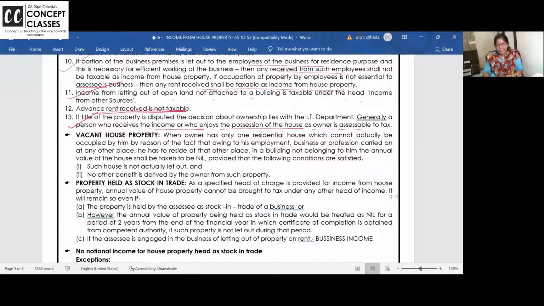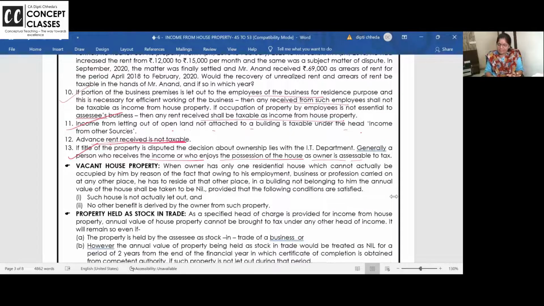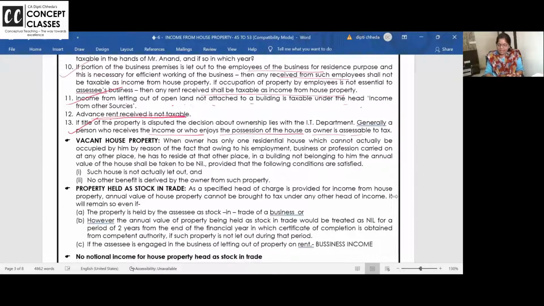Is the 13th point clear? Advance is not taxable, clear. Again, the 11th. The 11th is that open land: income from letting out of open land not attached to any building. There is no building, it is an empty plot. You have given it out. You can write an example over here: circus or yoga camp. Write it down, it's your material. Circus or yoga camp or anything is there, it is going to be taxable as income from other sources, because it's an open plot.